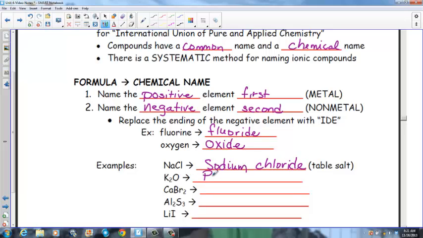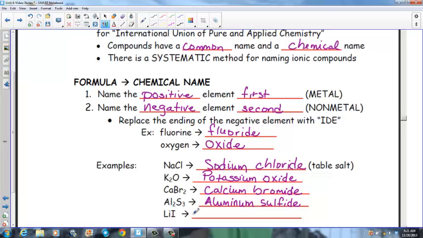The next one we have potassium. And this is where it comes in handy to know these symbols. Okay, potassium, and then the nonmetal is oxygen, which then gets changed to oxide. Now, next one, the metal is calcium, and the nonmetal is bromine, but we change that to bromide. Aluminum, and try to take a guess. This is sulfur, so that's going to be sulfide.